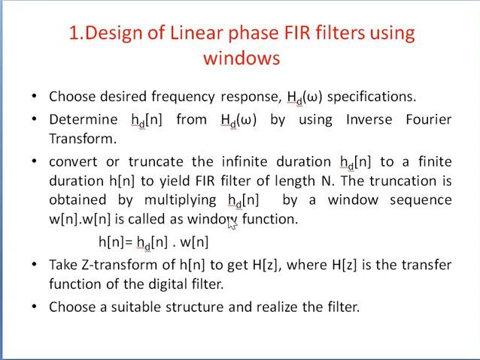This truncation is obtained by multiplying the HD of n by a window sequence W of n. This W of n is called the window function. That means h of n is obtained by multiplying HD of n and W of n. h of n is equal to HD of n into W of n.